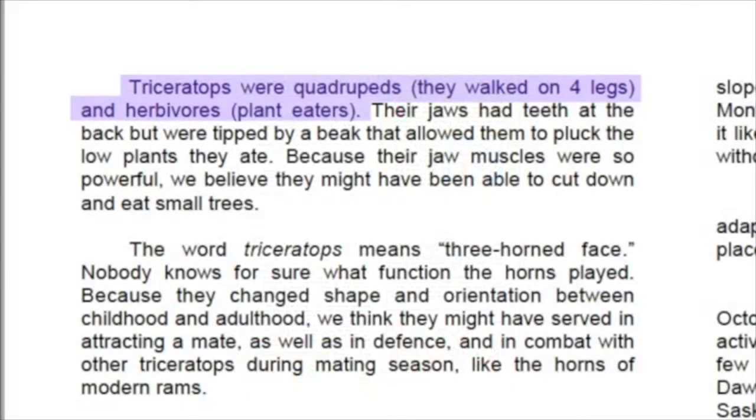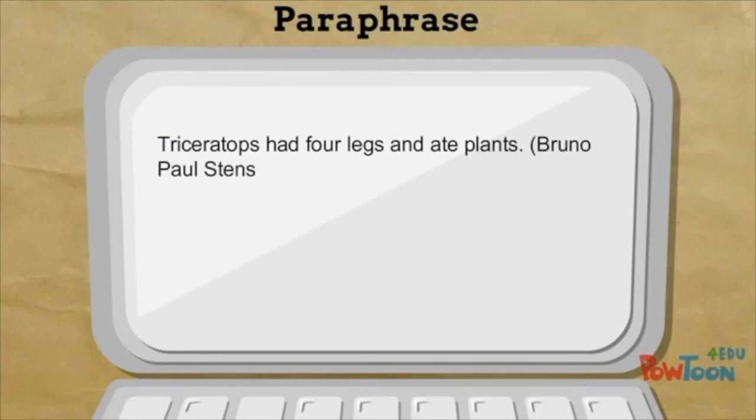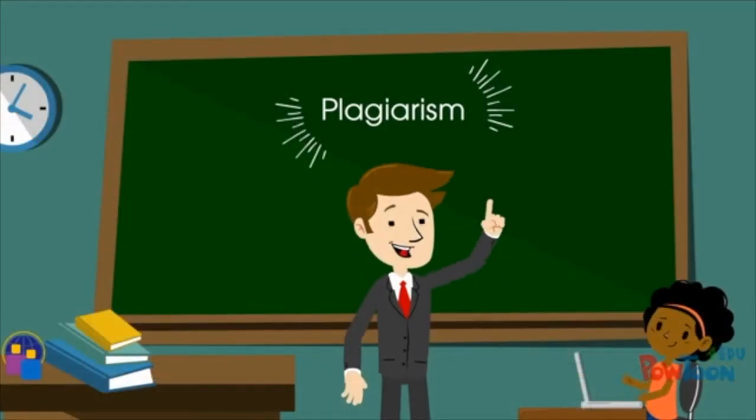It says, Triceratops were quadrupeds, they walked on four legs, and herbivores, plant eaters. This could be paraphrased as, Triceratops had four legs and ate plants. Because we are still taking someone else's ideas, we have to cite where we got them from. Here again, we would add in parenthesis, Bruno Paul Stenson, Redpath Museum. If we don't do this, we are plagiarizing.